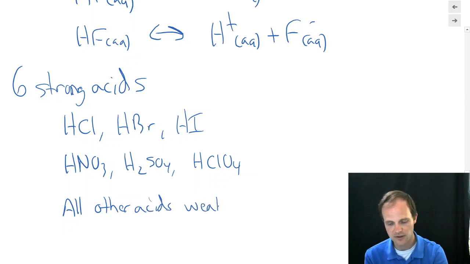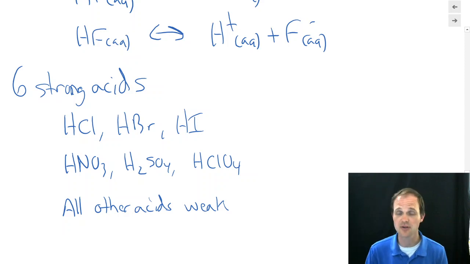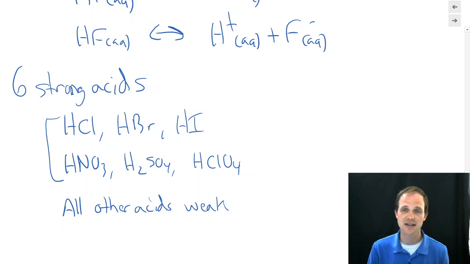So if we're doing an assignment or a problem and we run across an acid we've never seen before, you can make the assumption that it's a weak acid, because these are the only strong acids. There are some texts and sites out there on the internet that list H3PO4, phosphoric acid, on the list of strong acids. The textbook we're using doesn't, so I'm going to stick with that, but you might see that. It's kind of on the edge of strong and not strong. So those are the 6 strong acids.